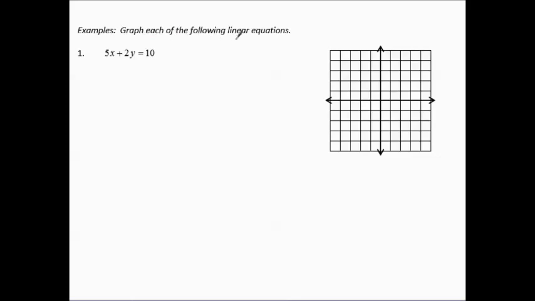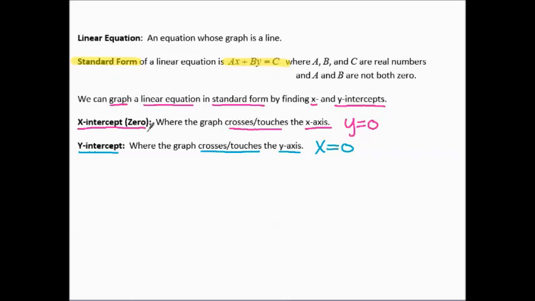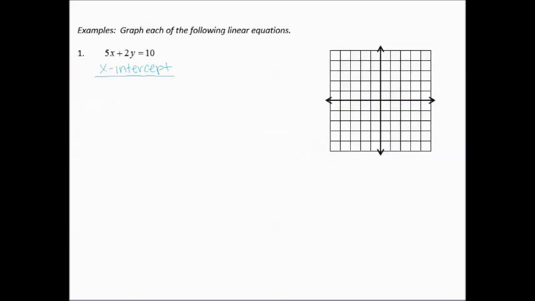Graph each of the following linear equations. So I see an equation written 5x plus 2y equals 10. I know this is in standard form because I see 5 is my A, 2 is in the B spot, and 10 is my C. So I want to graph them by using my x and y intercepts. So I'm going to look at my x-intercept first. At my x-intercept, I remember y is equal to 0.